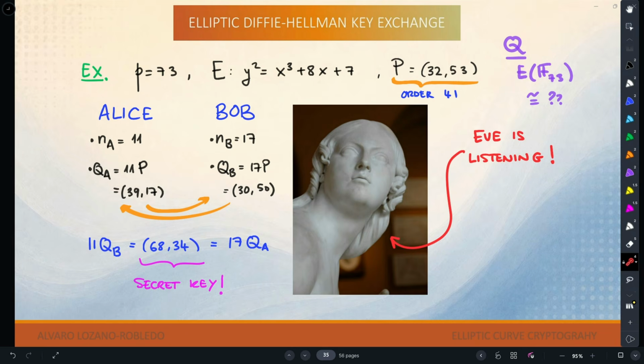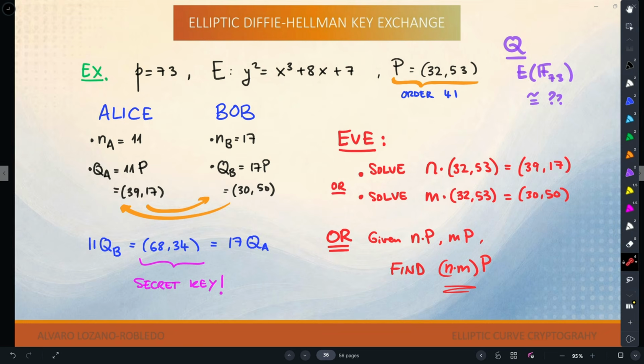Now Eve is there listening. What does she know? Well, she knows a lot because this is all public information. And now QA and QB are public. So she just needs to solve this problem, n times this point is this point, or some multiple of this point is this point. So two elliptic curve logarithm problems, discrete logarithm problems. Solving any one of them would allow her to play the role of one of the two, and do some sort of phishing attempt to start communicating with somebody, pretending to be the other person.